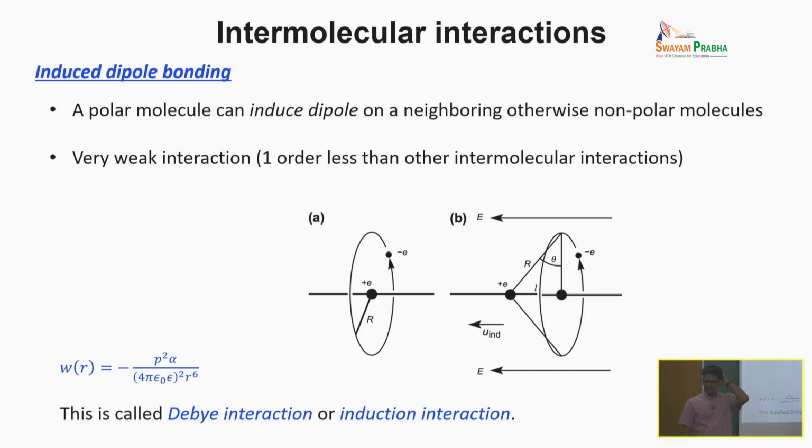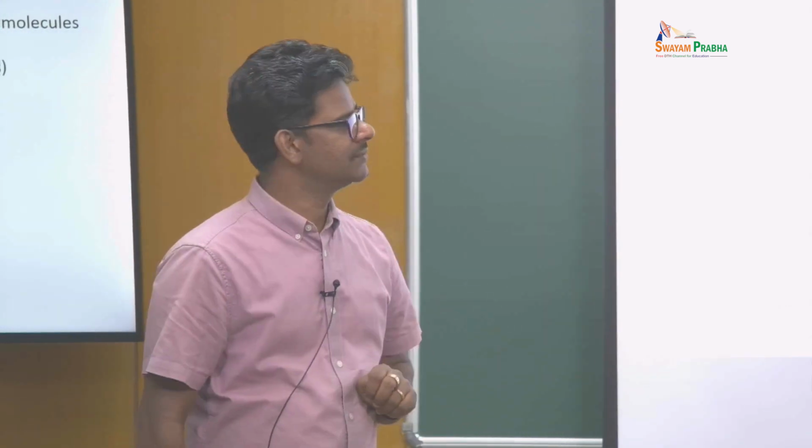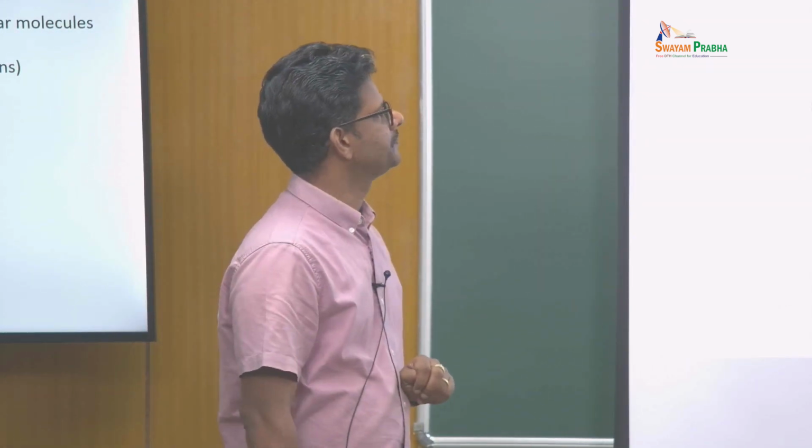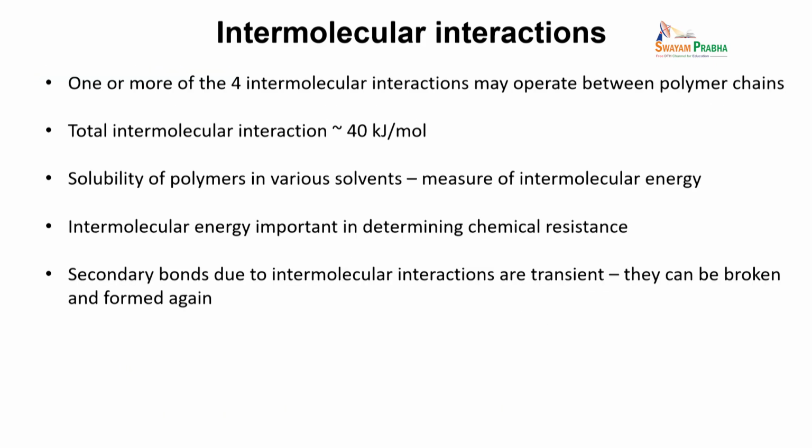Okay, so van der Waals forces or dispersion forces, dipole-dipole interactions or Keesom interactions, then we have hydrogen bonding, then we have this Debye interaction due to induced dipoles. And there is one more possibility. Let me just summarize this. I am trying to summarize whatever we have just learned. We see that there are 4 different kinds of secondary or intermolecular interactions we talked about.